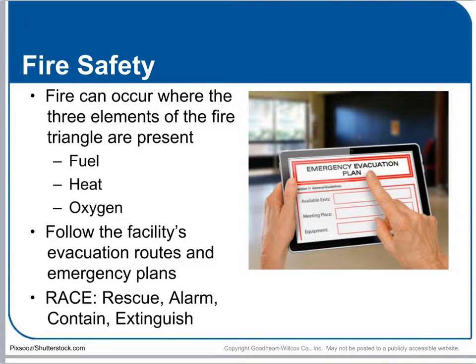Fire safety is really important in any type of business. In order for a fire to occur, you need fuel, you need heat, and you need oxygen. The fuel and the oxygen is what starts the fire. You need oxygen in order for something to burn, and the heat is a byproduct of the fire. You need to follow the facility's evacuation routes and emergency plans. RACE: rescue, alarm, contain, extinguish.